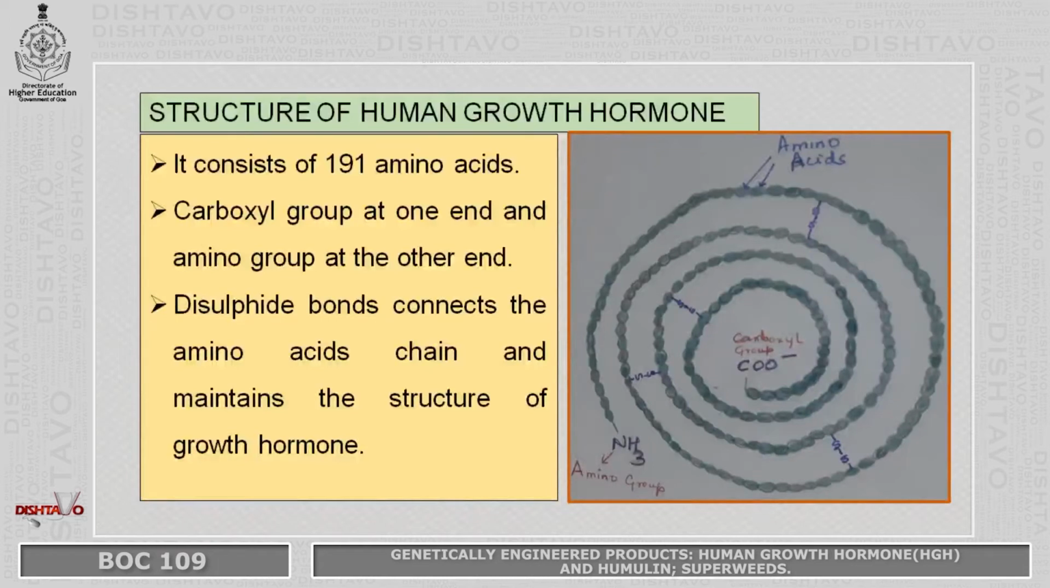What is the structure of human growth hormone? As you can see in the figure, it has a structure which is like concentric rings of small rounded structures. These rounded structures are amino acids. So there are 191 amino acids. There is a carboxyl group at one end and an amino group at the other end of the structure. There are disulfide bonds which connect the amino acid chains, and these disulfide bonds help to maintain the structure of the growth hormone.